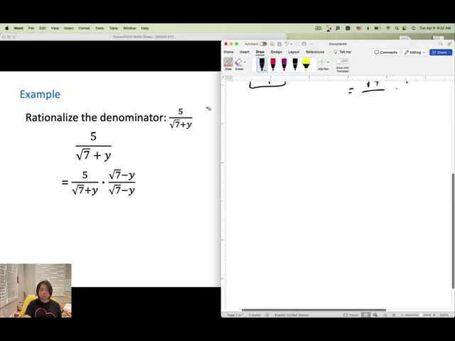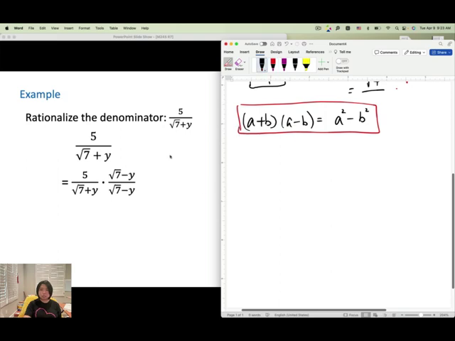Okay, before we work on the multiplication for this one, I need you to remember the formula. Remember (a + b) times (a − b) will be equal to a squared minus b squared. I need you to remember this formula. It is very useful when you're rationalizing the denominator with binomial terms. So this one, 5 over (√7 + y) times (√7 − y). And make sure that's in parentheses.